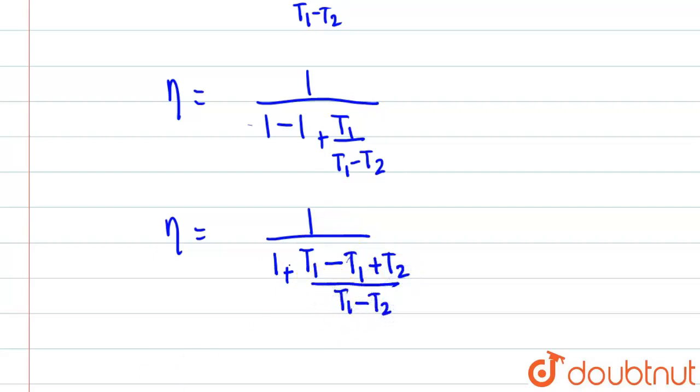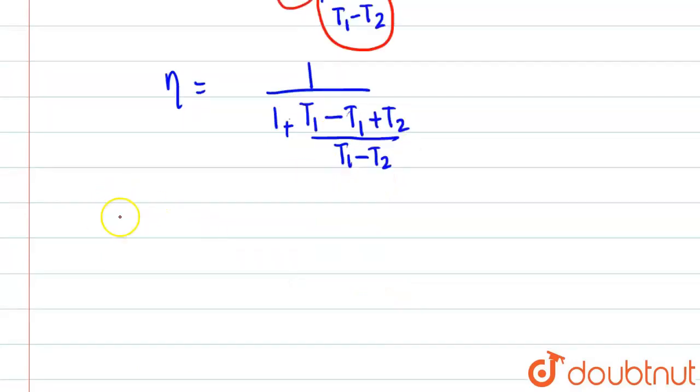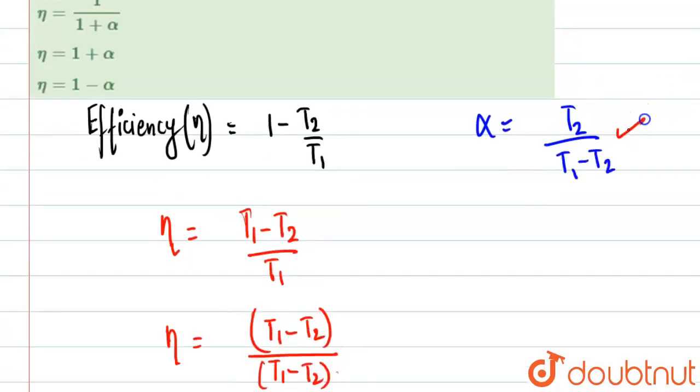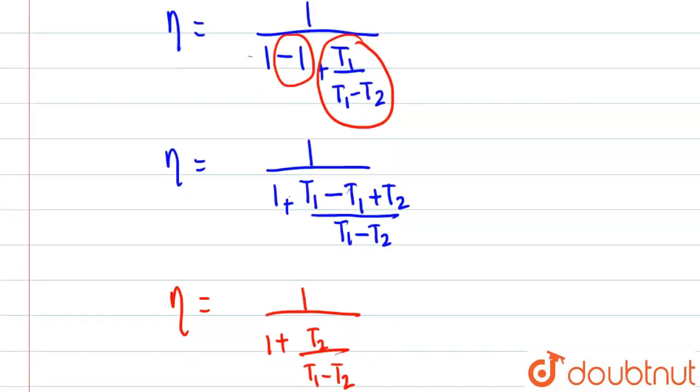So I need nothing over here. I just subtracted this, meaning minus 1, and this quantity I just evaluated it, and left the plus 1 like that only. So what we'll get over here? Neta will be equal to 1 by 1 plus T2 by T1 minus T2. Doesn't it look familiar? It's just this equation. So you can see we got our alpha.